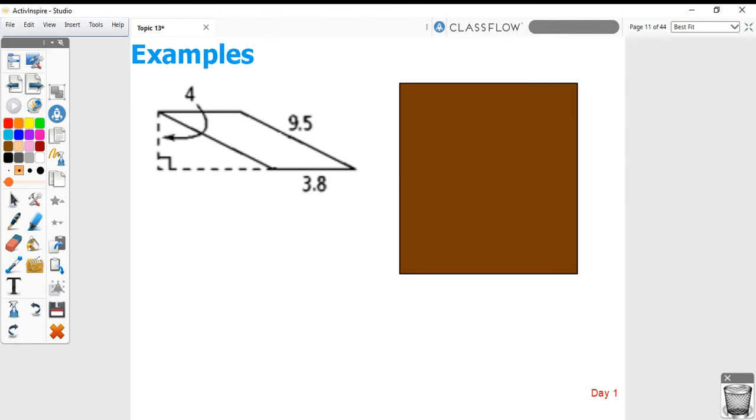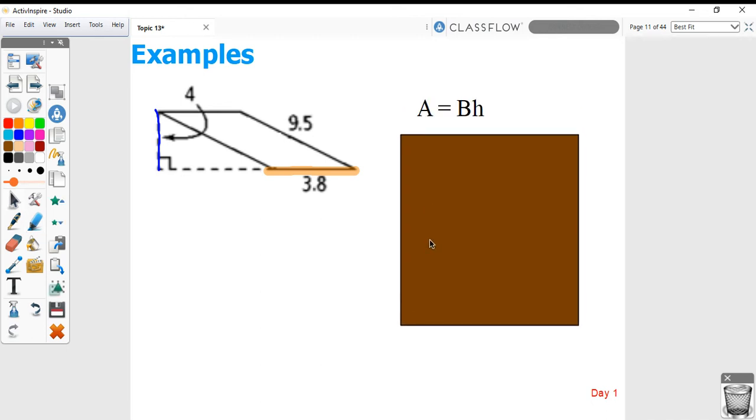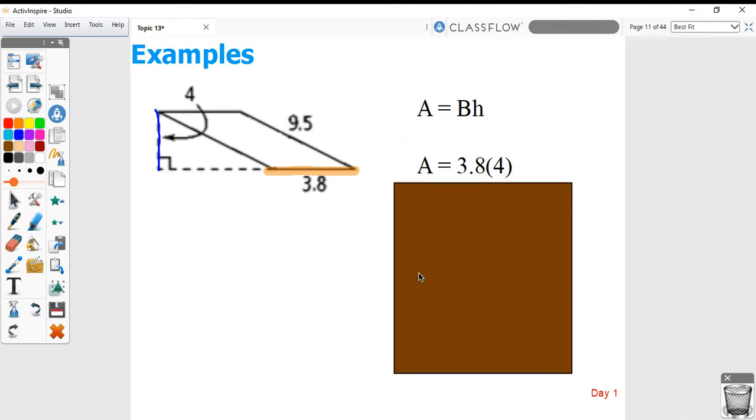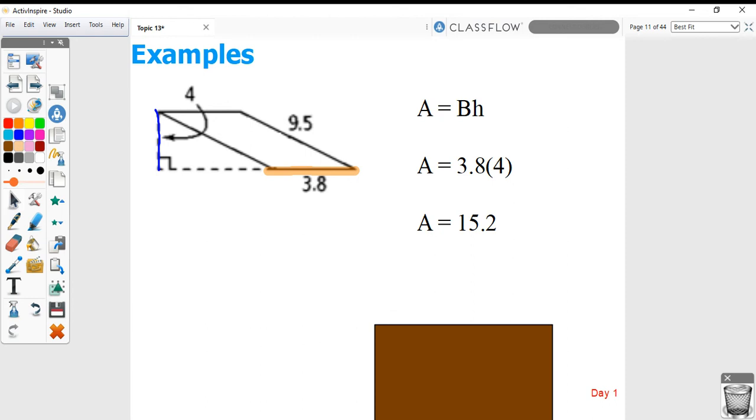Okay, on this one, keeping in mind that your base and height are always perpendicular to each other, we can clearly see that our height is going to be this one right here that drops straight down. Our height is going to be 4, but our base is going to be this thing right over here. Our base is going to be 3.8. So base times height tells us 3.8 times 4, and we multiply those together and we get our area.